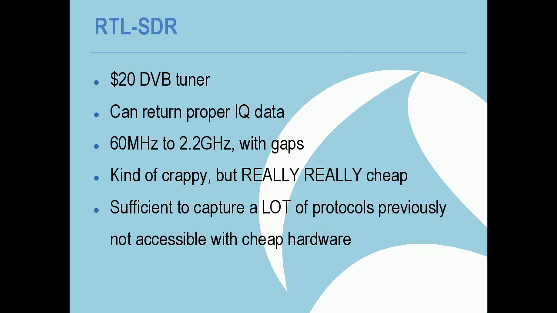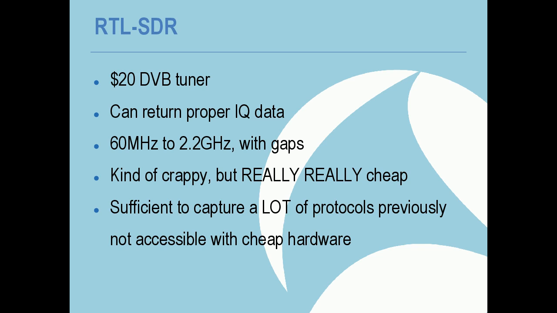The next one is the Realtek RTL DVB tuner. It's meant to capture digital TV in Europe. Someone discovered you can get it to return raw radio IQ data. So it's 60 megahertz to 2.2 gigahertz. There's some significant gaps here and there due to the tuners, but that's still really amazing. It's a piece of crap, but it's $20.